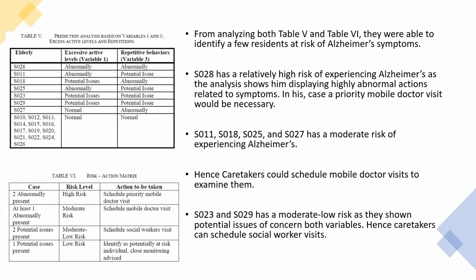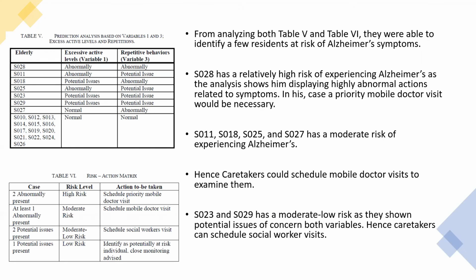From analyzing both Table 5, which is on the left, and Table 6, they were able to identify a few residents at risk of Alzheimer's symptoms, such as elderly S028, who has a relatively high risk of experiencing Alzheimer's, as the analysis shows him displaying highly abnormal actions related to symptoms. In his case, a priority mobile doctor visit would be necessary.